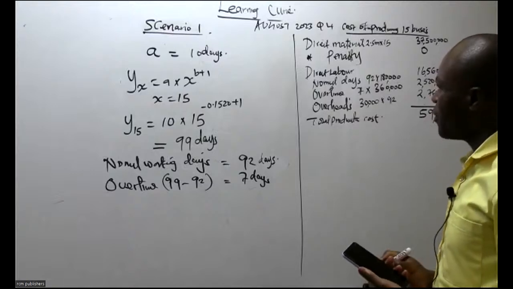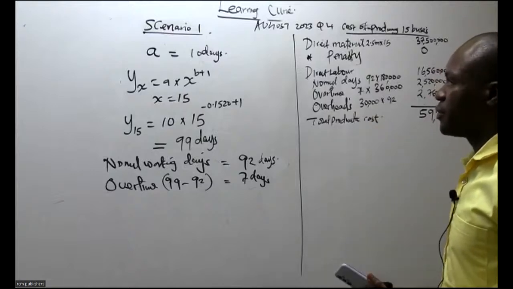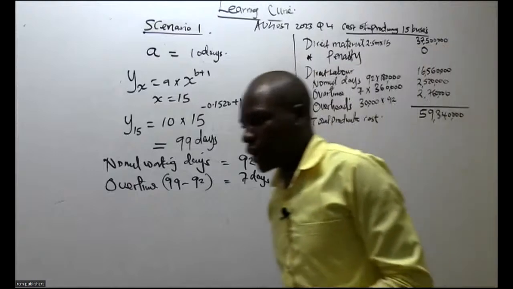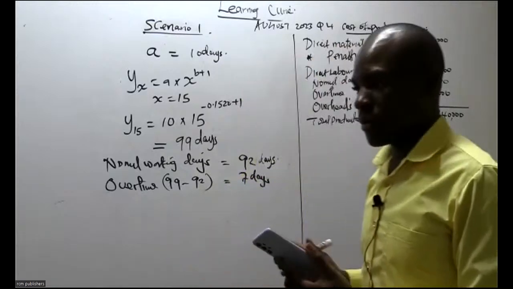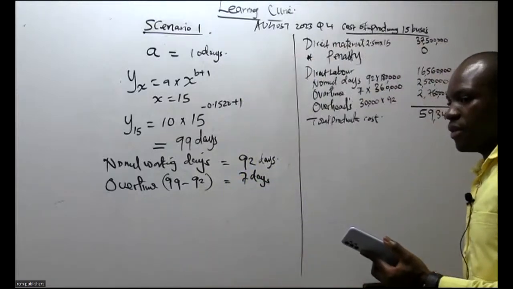59,340. So I have all this indicated there. Is it clear? Are we now okay with the workings of scenario 1? Have we seen something?